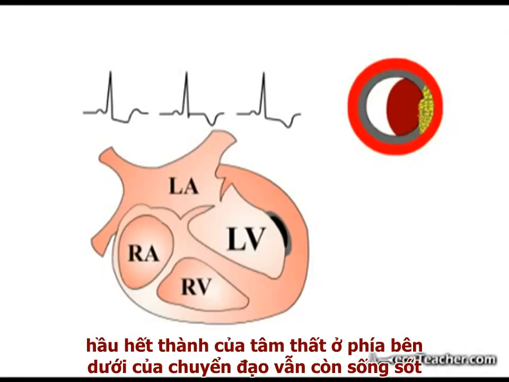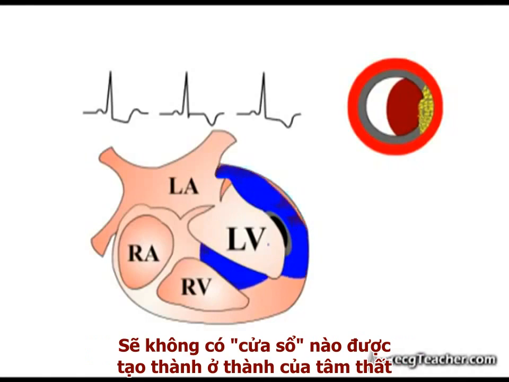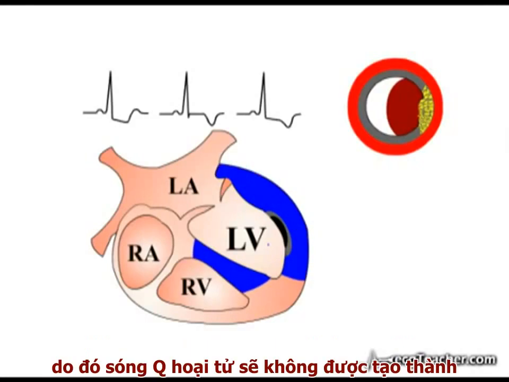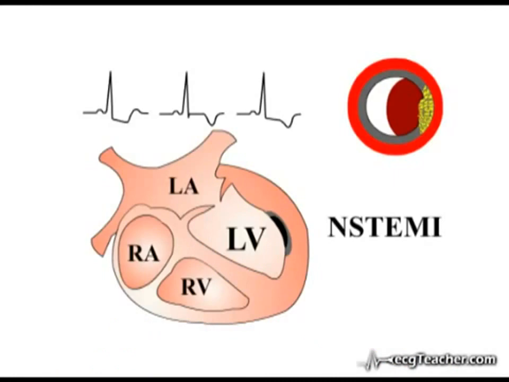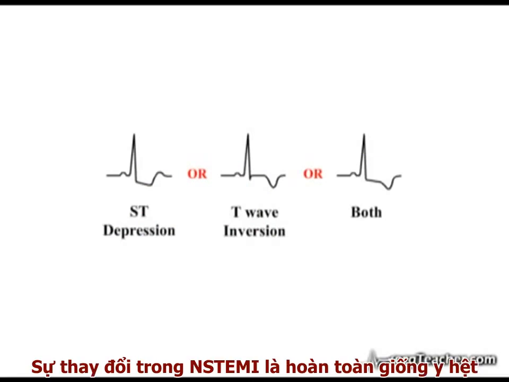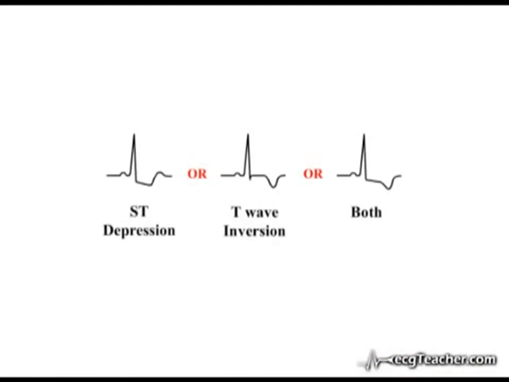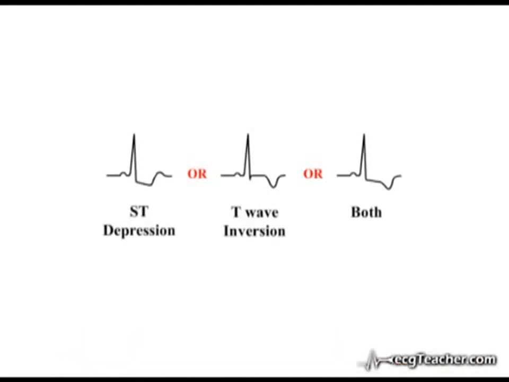Also, as much of the myocardial wall under the lead remains viable and actively depolarizing, no window is created into the left ventricular cavity, so pathological Q waves do not develop. This is a non-ST elevation MI. As the ECG changes of unstable angina and non-ST elevation MI are identical, the two entities cannot be distinguished based purely on the analysis of the ECG.